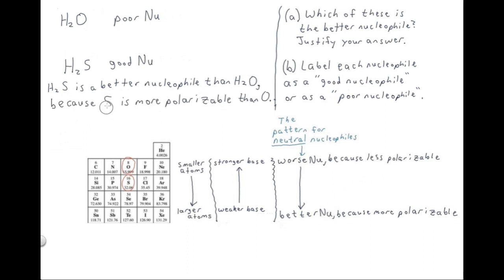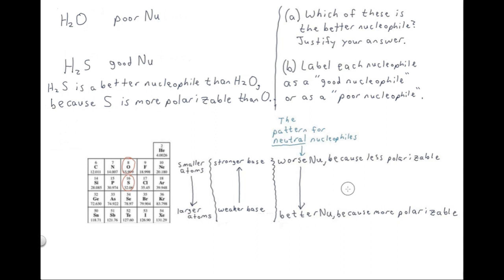So sulfur is more polarizable than oxygen. That's the reason that it's a better nucleophile. As you move down a column in the periodic table, nucleophile ability improves for neutral nucleophiles because larger atoms are more polarizable. Now, that might not seem like a very adequate answer because I haven't explained what polarizability is, and I haven't explained why polarizability affects nucleophile ability.